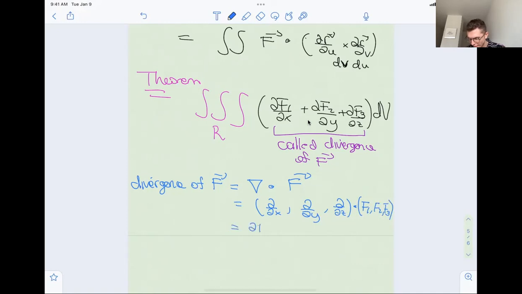So this is the partial of f1 with respect to x, plus the partial of f2 with respect to y, plus the partial of f3 with respect to z. So essentially, you just take the partial of every entry with respect to its corresponding variable in the alphabet: first entry with respect to x, second entry with respect to y, and third entry with respect to z.